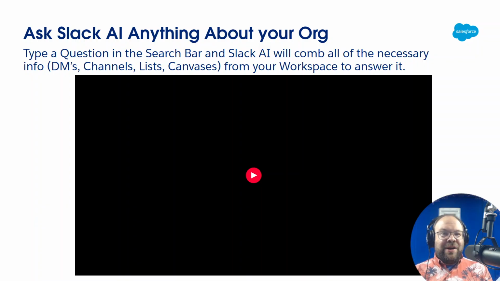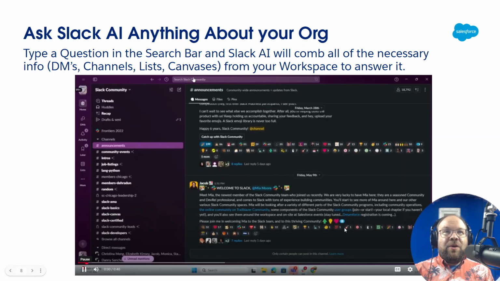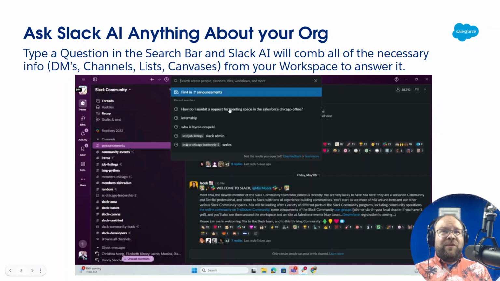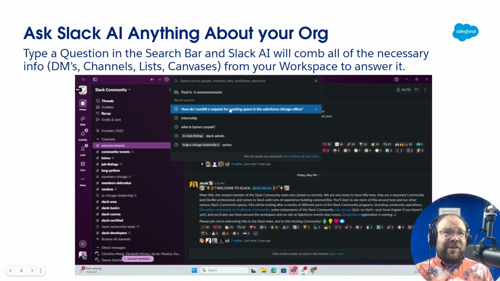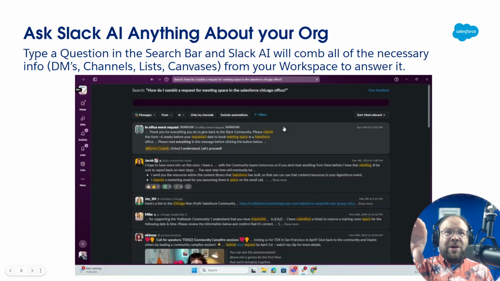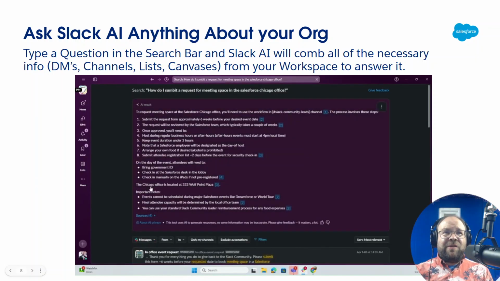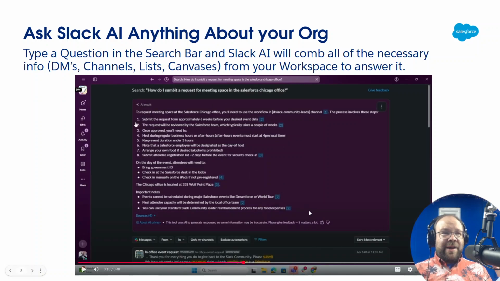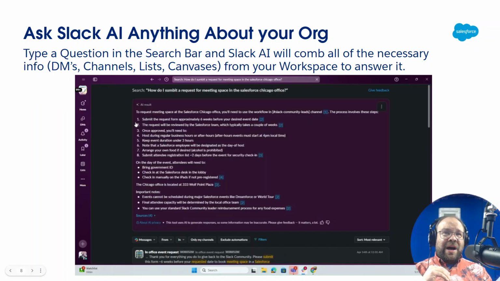Let me show you a demo of why it's important to have all this data together. If I go up to the search bar at the top and ask a basic question, how do I submit a request for a meeting space in the Chicago offices, you'll notice everything in purple is the AI result, giving me a step-by-step idea of how to book this. There's a little conversation here and a little conversation there, and this pulls it all together.